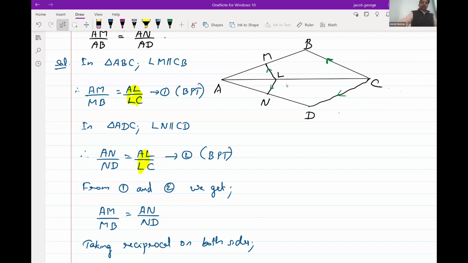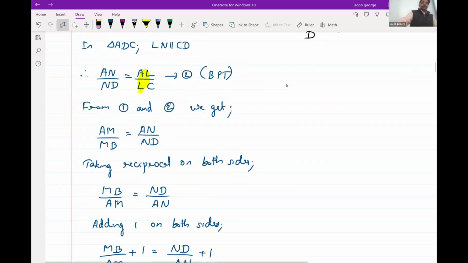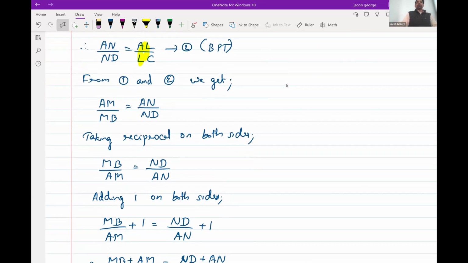Fine. So now we take the reciprocal. This is the next step. Taking reciprocals on both sides. What do you get when you take the reciprocal? MB by AM is equal to ND by AN.